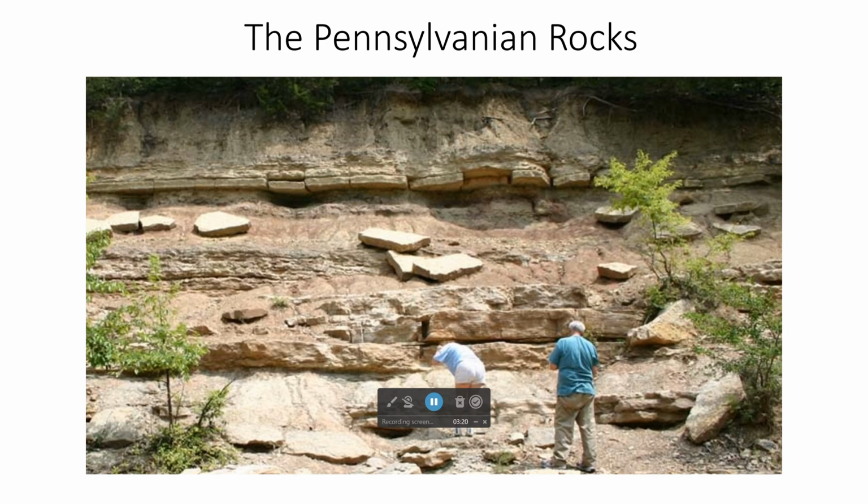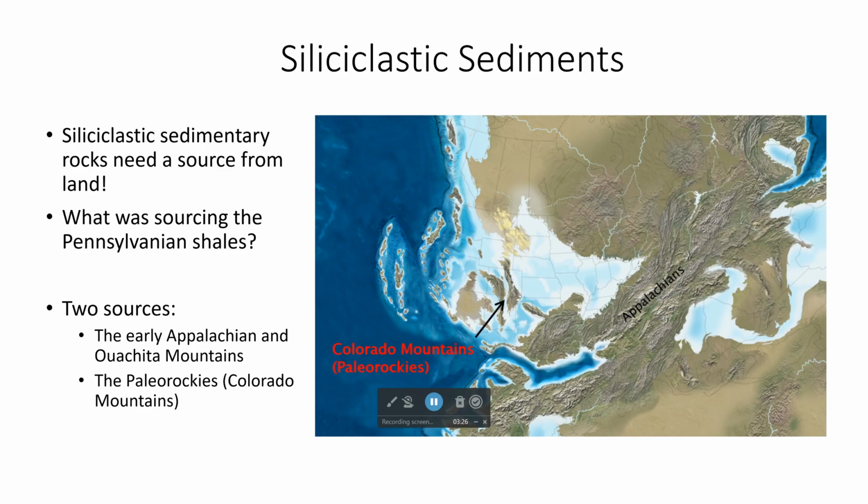So because these rocks have more shales, what exactly has changed and where are these shales coming from? As a reminder, shales are a type of siliciclastic sedimentary rock. Remember, siliciclastic sedimentary rocks are made up of many mineral grains. Shales in this case are made up of very, very small clay-sized grains. But you need some sort of source for that weathered material to come from, and that source has to be from land. What exactly could have been sourcing the Pennsylvanian shales? Well, there are two possible options actually at this time.